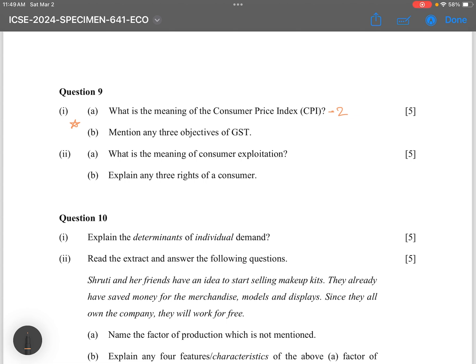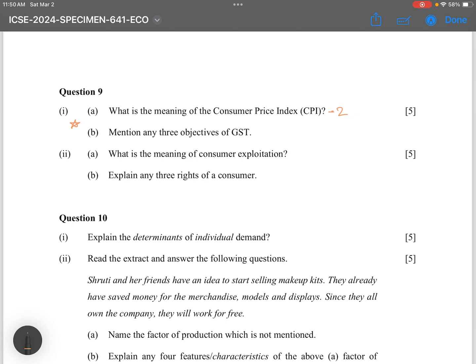Next question is, what is the meaning of consumer exploitation? Now they're asking you consumer exploitation meaning. So just in general terms, general words, you can write that it is when a seller takes advantage of a consumer or group of consumers for their own benefit. How can they do that?